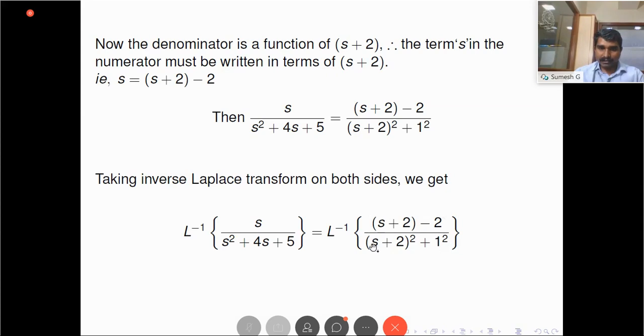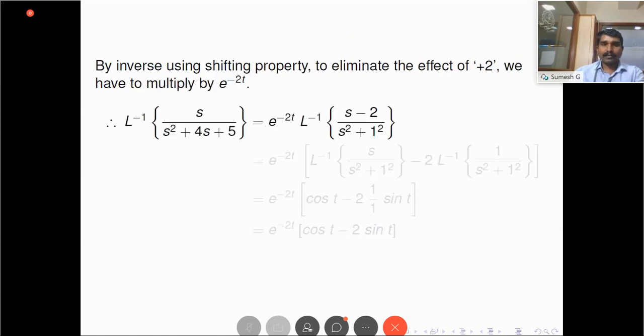Now consider the RHS. This is an expression of s plus 2. So to find the inverse, we have to apply the inverse using the first shifting property. To eliminate the effect of plus 2, we have to multiply by e raised to minus 2t. So the RHS becomes e raised to minus 2t into the inverse of (s minus 2) divided by s square plus 1 square.